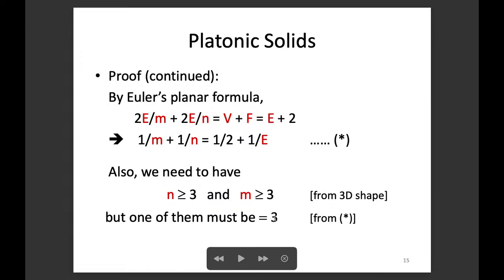But we claim that one of them must be equal to 3. The reason is that if m and n are at least 4, then on the left-hand side, the sum cannot be more than 1 over 2, because 1 over 4 plus 1 over 4 is only 1 over 2. So what does that mean? Each of m and n has to be greater than or equal to 3, but then you cannot have both strictly greater than 3. Otherwise, the left-hand side cannot add up to more than 1 over 2. So in that case, we know that one has to be equal to 3. The other may be 3, maybe another number.